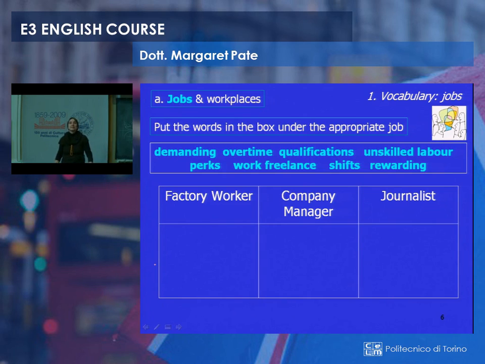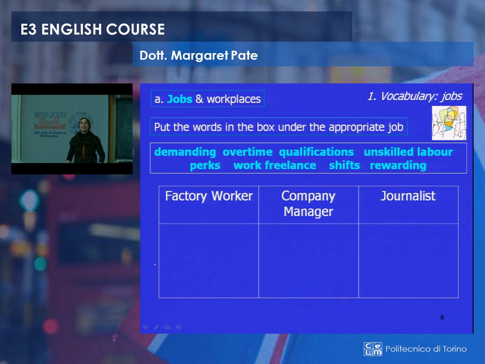Overtime, yes. Often when we need to finish producing a certain quantity of goods, maybe a factory worker is requested to work extra hours to complete the number necessary. So extra hours, overtime. What else? Unskilled, often, yes. You don't need a particular academic qualification to work in a factory.